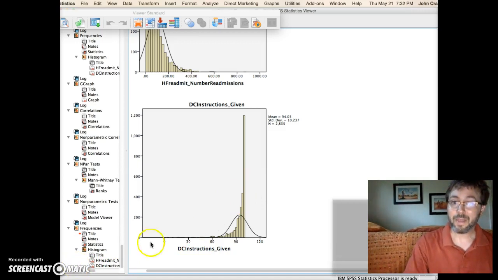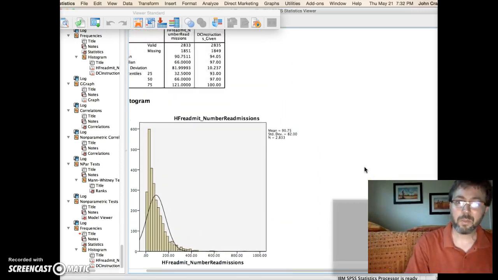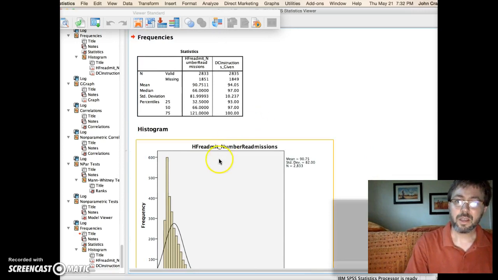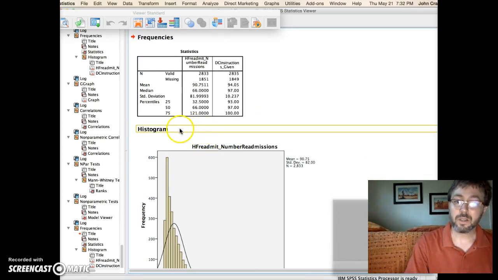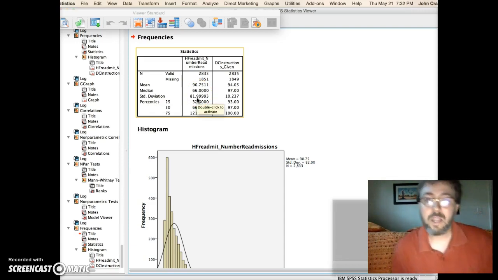So as you've thought about that, and you see that both of these variables are skewed, that would tell us that the median is going to be the most effective measure of central tendency. And here, for heart failure readmission numbers, our median is 66 and our standard deviation is 81.